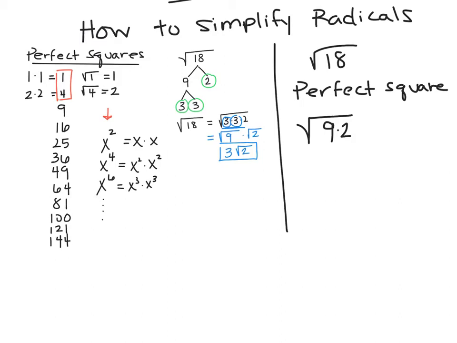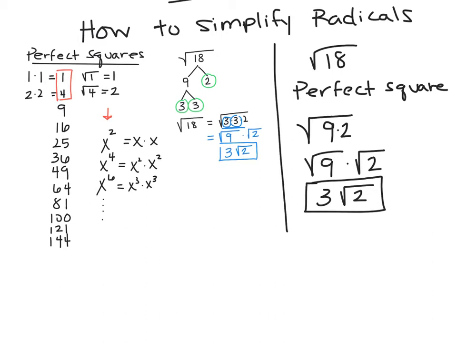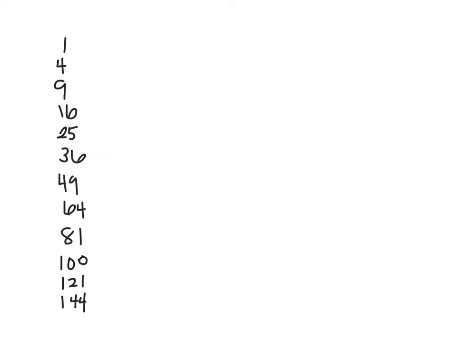The square root of 9 times 2 can be broken down into the square root of 9 times the square root of 2. The square root of 9 is 3, and the square root of 2 is as reduced as we can get it. So again, 3 square root of 2. Two different methods that you can use to simplify the square root of any number. Okay, let's try another one.